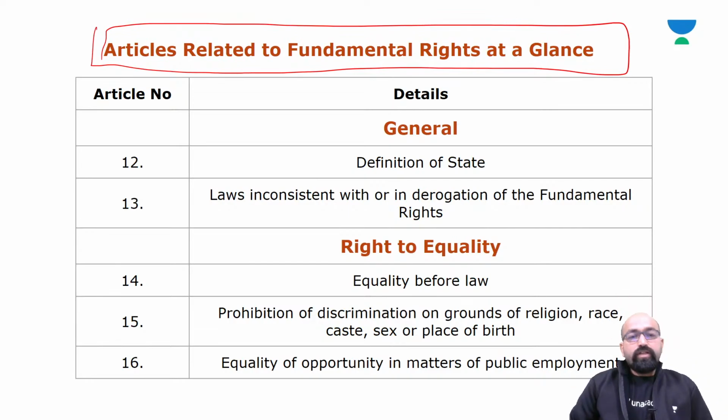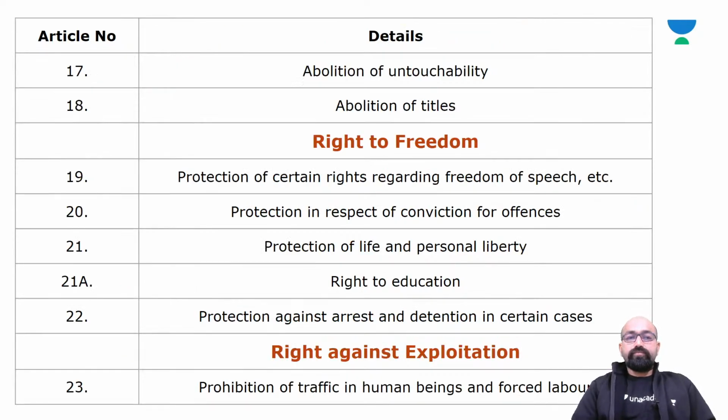Okay. So here first is general. Article 12, definition of state. Article 13 relates with laws inconsistent with or in derogation of the fundamental rights. Now next, right to equality. Under this fundamental right, we have studied Article 14, equality before law. Article 15, prohibition of discrimination on grounds of religion, race, caste, sex or place of birth. Article 16, equality of opportunity in matters of public employment. Article 17, abolition of untouchability. Article 18, abolition of titles.